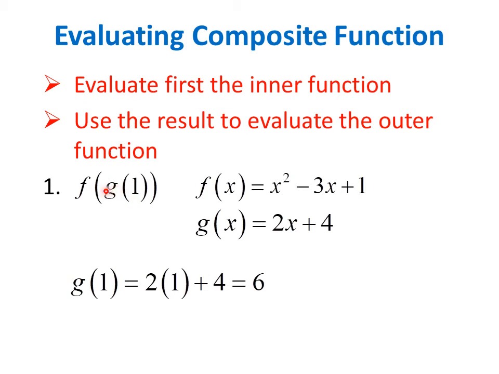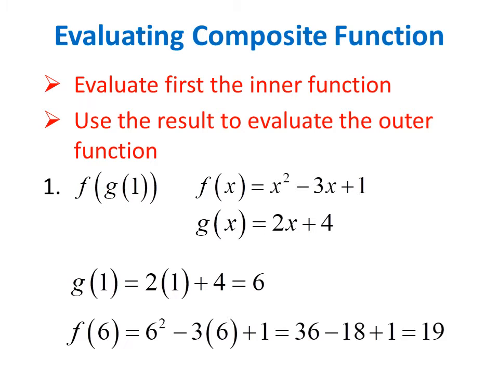So the composite function is now f of 6, because again, g of 1 is 6. Next, we have to evaluate the outer function, and for that we have f of 6. To get f of 6, we simply substitute 6 into the x in f of x. So in f of x, we have x squared, and x becomes 6. So we have 6 squared minus 3 times 6 plus 1. Let's simplify this expression. 6 squared is 36, minus 3 times 6, that is minus 18, plus 1. 36 minus 18 is 18, plus 1 is 19. Therefore, the value of f of g of 1 is 19.